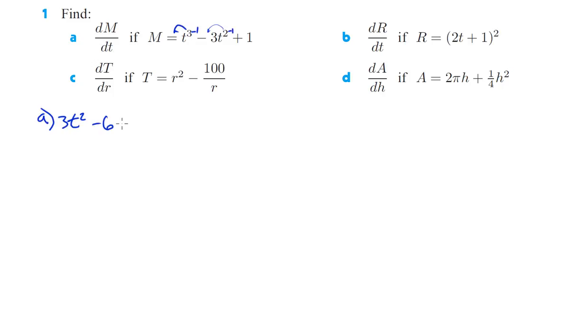Subtract 1 from that, and we have t, and then again, that's officially t to the 0, so 0 times anything gives us 0. Remember, the derivative of a constant is 0. All right, so there's A.